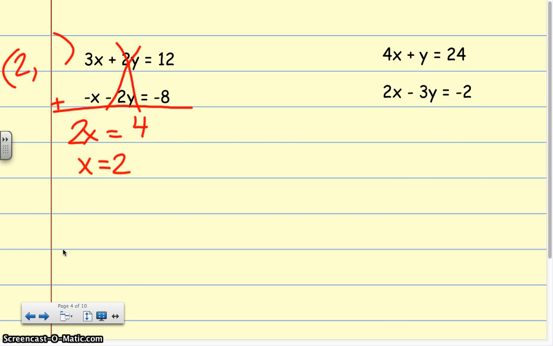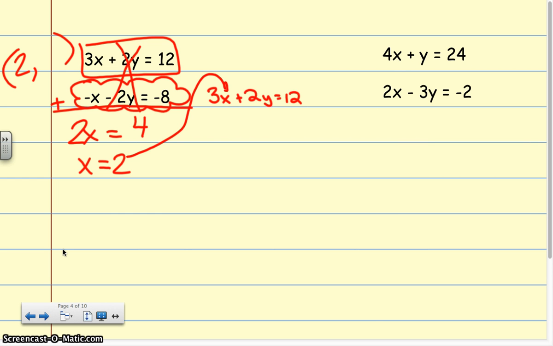Well, now in order to solve for y, we got to plug our x into either this equation or the bottom equation. I'm going to choose the top because there's less negatives. I'll make my life a little easier. So I get 3x plus 2y is 12.